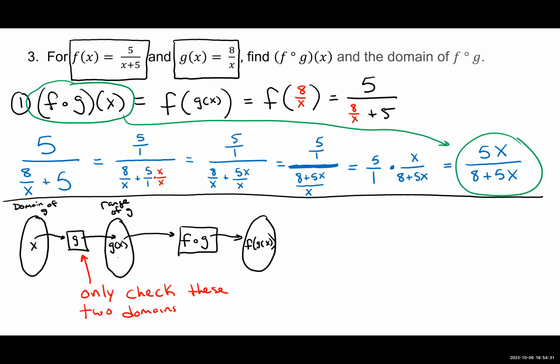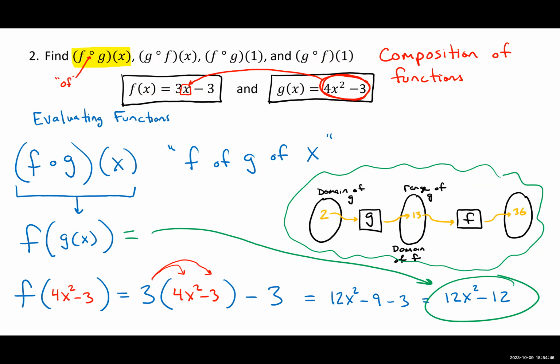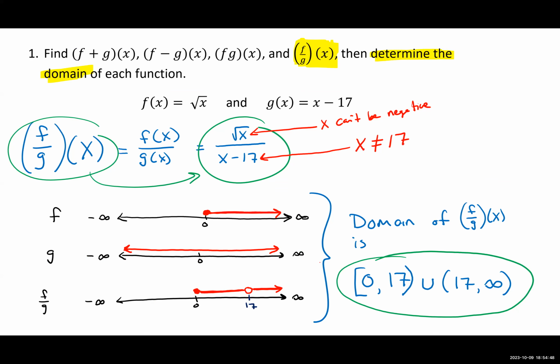So you only have to check these two domains. You don't have to do the f, the g, and the f of g. I'm going to go back a few slides to when we did plus, minus, times, and divide. For the overall domain of f plus g, or f minus g, or f times g, or f divided by g, we had to look at the domain of f and the domain of g separately, and the domain of the thing you got when you combine them. We had to look at all three.